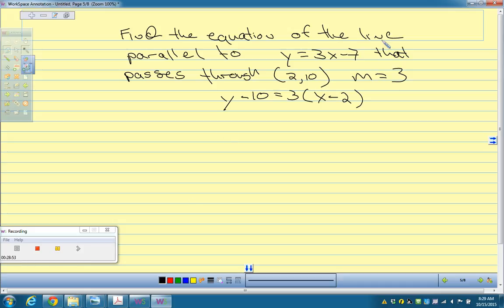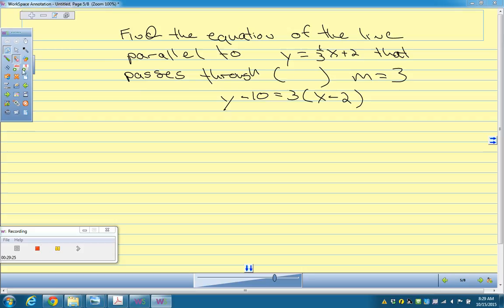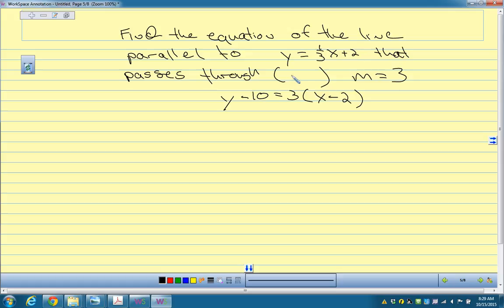Find the equation of line parallel to, I'm going to change that equation, parallel to y equals 1/3 x plus 2 through -1, 5.